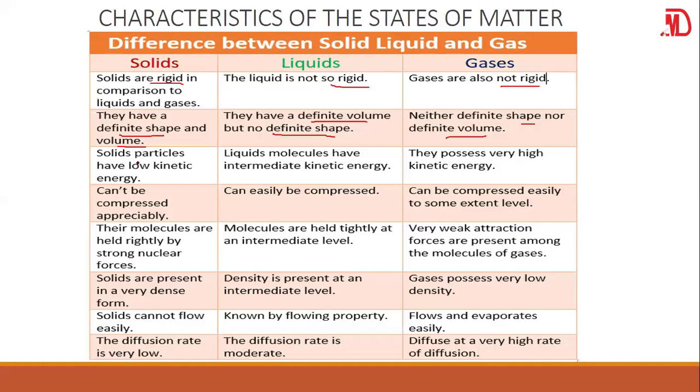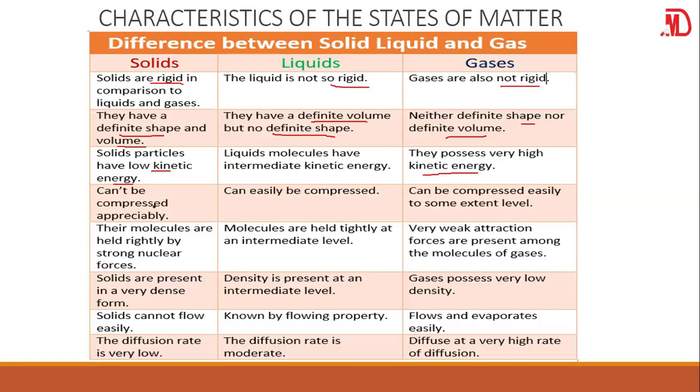Again, solid particles have low kinetic energy. When I say low kinetic energy, I'm referring to movement. Because solids are very rigid, they are not able to move about freely. And if you're not able to move about, you have a low kinetic energy. Now, liquids are intermediate. Whilst gases possess very high kinetic energy. Why? Because they are widely apart, they are not rigid, they can move freely. So they have very high kinetic energy. Solids, very low. Liquids, intermediate.